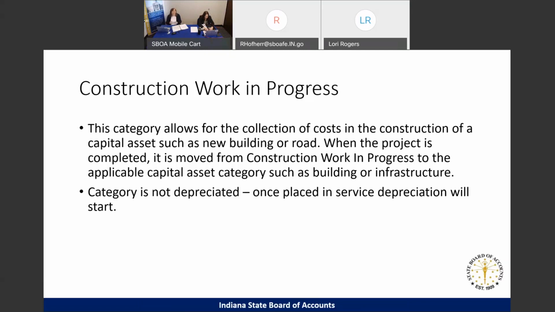So the bridge is ready to drive across, the jail is ready to hold inmates and be operated as such. Then it becomes the asset that it was intended to be. It becomes a building, it becomes infrastructure. And so it's moved out of construction work in progress, it's put into the category it's supposed to be in at that point, and from that point on it is depreciated. You don't start from the first cost that's accumulated, you start from when it's put in service.